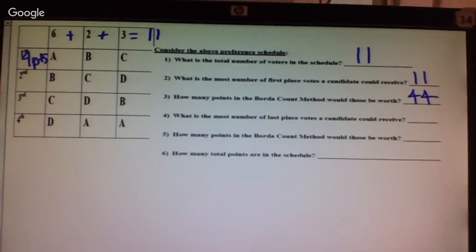If I have 11 voters, how many times can somebody come in last place? 11. I can come in last place every time. If I come in last place every time, how many points am I worth? 11. You get 1 point for every time you're in last place. Well, if you're in last place 11 times, that means you get 11 points.